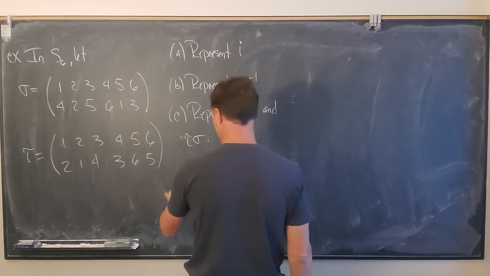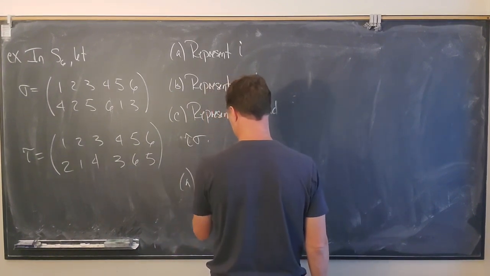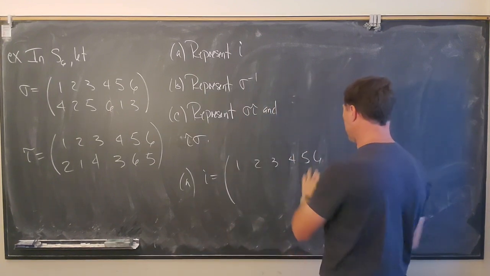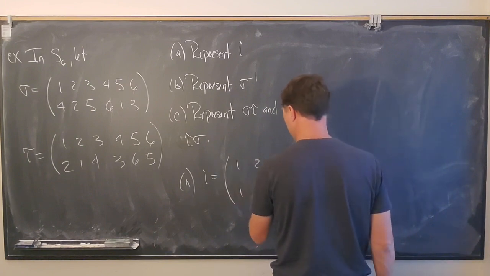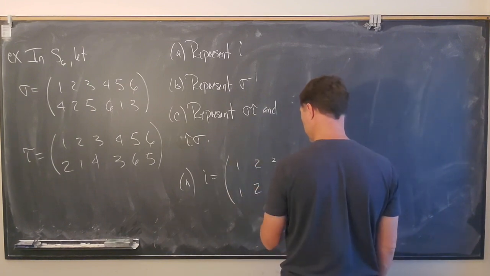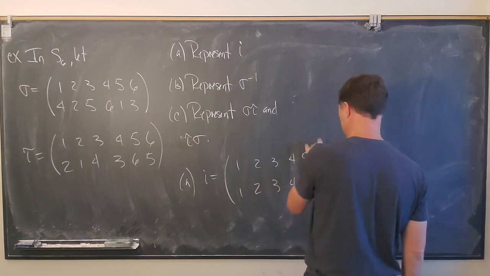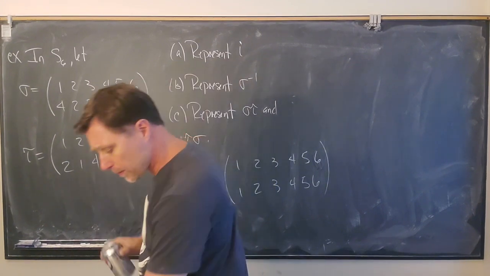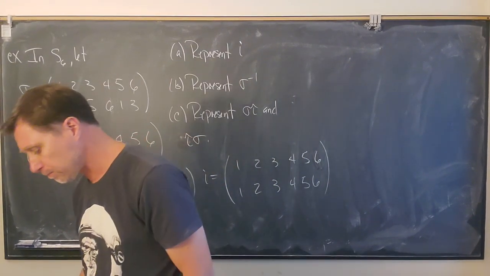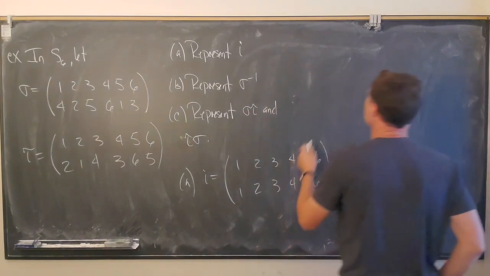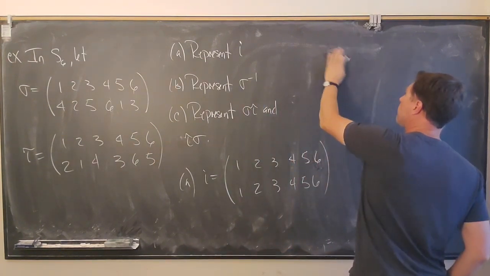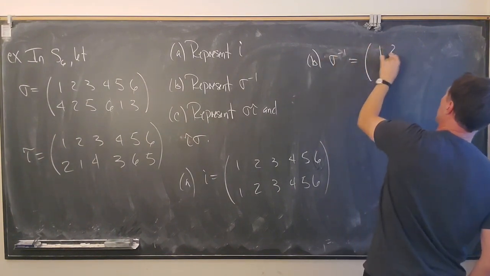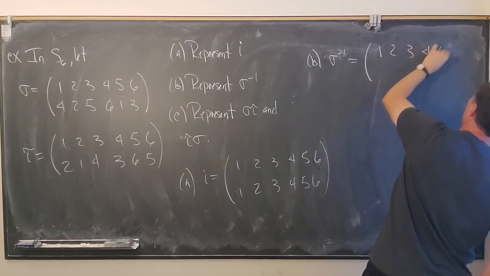For part A, the identity takes every element to itself, and so the identity should have matching rows, right? So 1, 2, 3, 4, 5, 6. Okay, so next we want to do sigma inverse. Part B, sigma inverse. So start off with a 1, 2, 3, 4, 5, 6.